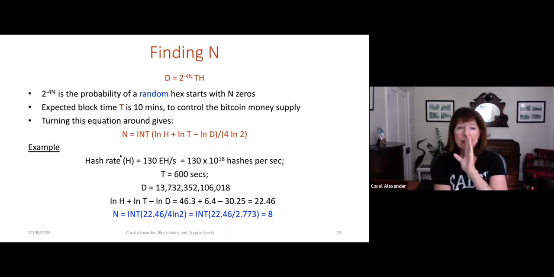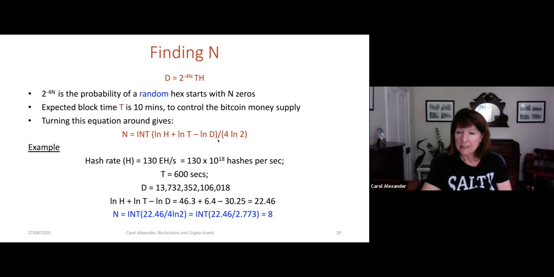The expected block time is called t. We know that that's 10 minutes, and that's to control the Bitcoin money supply, so it's going to run out more or less by 2136. So if we take logs, we've got the log of d is minus 4n log of 2 plus log of t plus log of h, and turning it around for a formula in n gives n is log of h plus log of t minus log of d, divided by 4 log 2. But also, because n is a number of zeros, it can't be a decimal, it has to be an integer number. So int is the integer part.